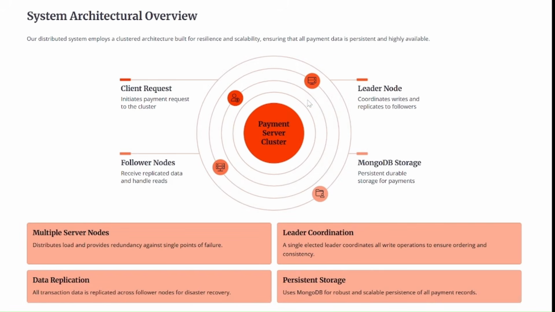Let's take a look at the overall architecture of our system. It's built using a clustered design with multiple payment servers. A single leader node coordinates all write operations, while failover nodes replicate data to maintain reliability. MongoDB is used as the main storage layer to ensure durability and scalability. This setup helps distribute load evenly, remove single points of failure, and improve overall performance. Now let's move on to how our system handles failures and recovers automatically.